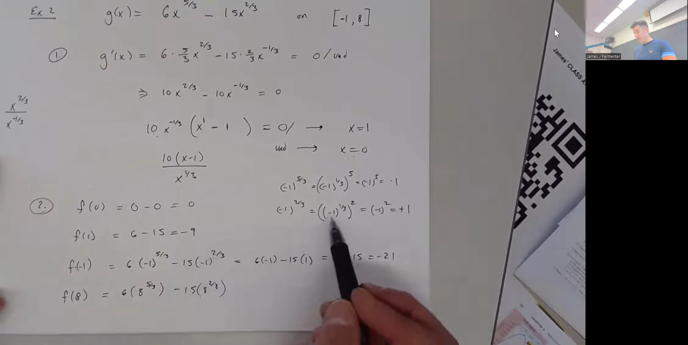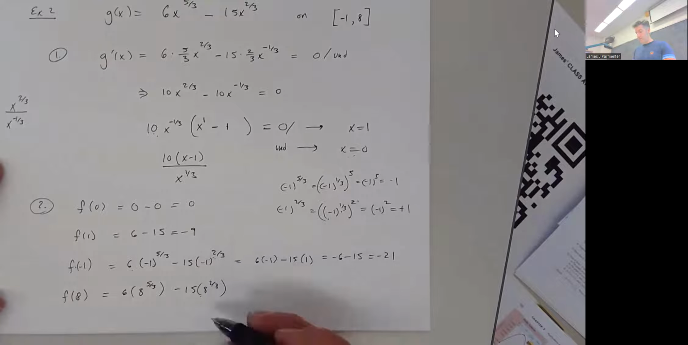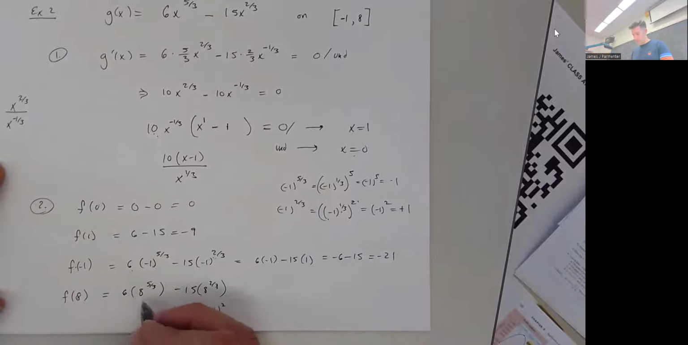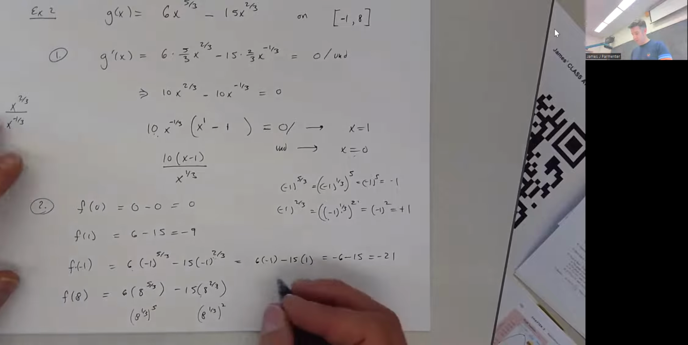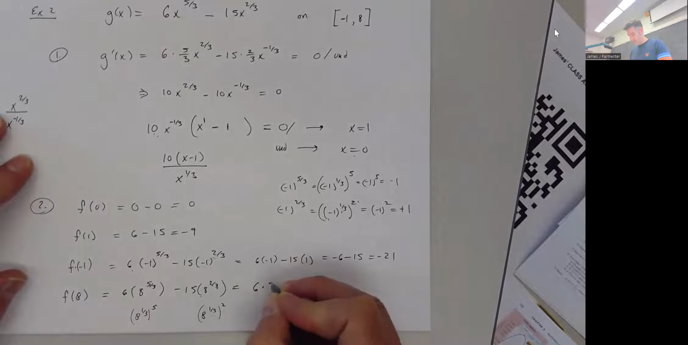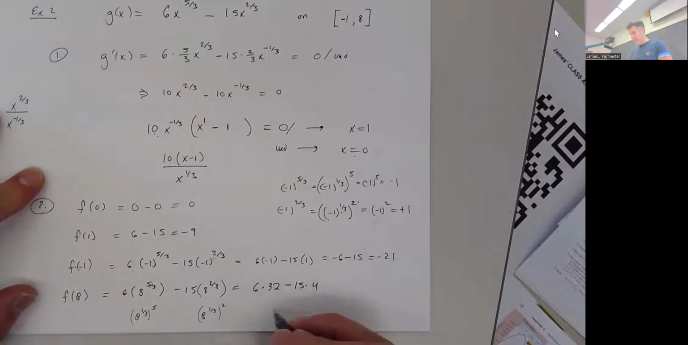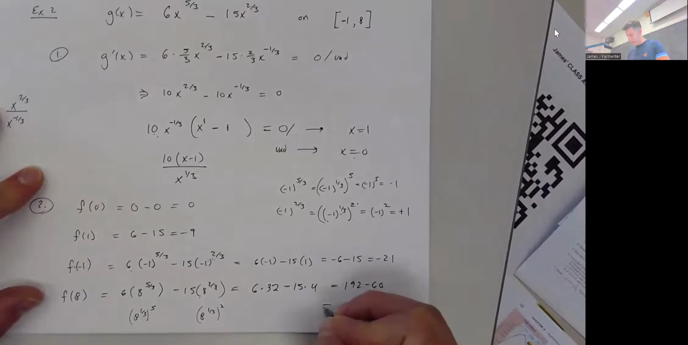Well, just like when we did -1 to the 2/3, we did -1 to the 1/3 and then squared it. 8 to the 2/3 is really 8 to the 1/3 squared, which is 2 squared, which is 4. And 8 to the 5/3 is really 8 to the 1/3 to the 5th, which is 2 to the 5th, which is 32. So we end up getting 6 times 32 minus 15 times 4, which is, okay, it's not the best ever. 192 minus 60 is 132.